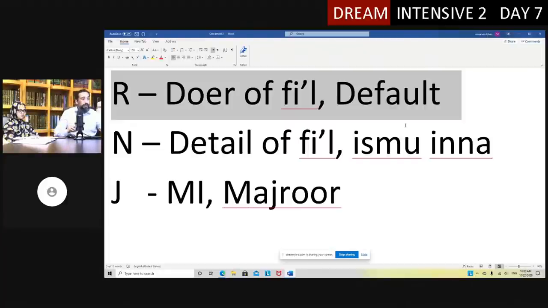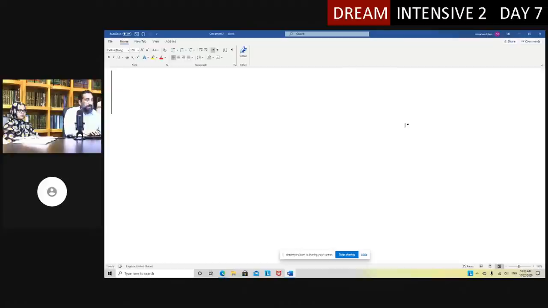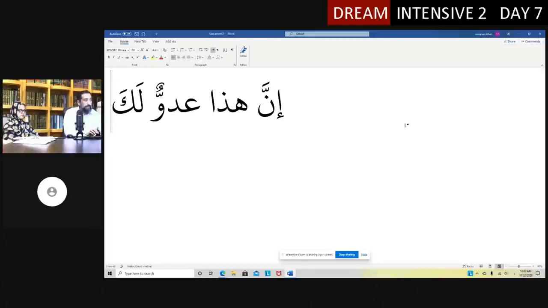But for now, the question was about the ayah: Inna hadha aduwun laka. And the student asked, well, I know that hadha became nasab because of inna. But why is aduwun rafa? Does that mean it's a doer? No, this time it doesn't mean it's a doer. It actually means it has no reason to be anything else. There's no force acting on it to make it nasab, and there's no force making it jar. So it has only one option, which is to stay normal, which is rafa.